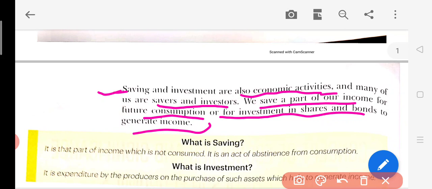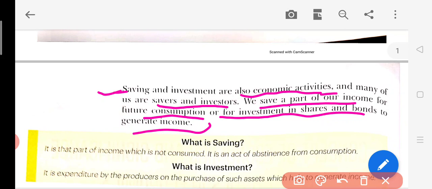So if you are purchasing land or investing in shares, bonds, debentures of a company, or opening a bank account, investing in fixed deposits, recurring deposits, post office saving accounts, NSC, National Saving Certificates, mutual funds, insurance, all these are investment opportunities. So you are doing investment. This is also an economic activity.